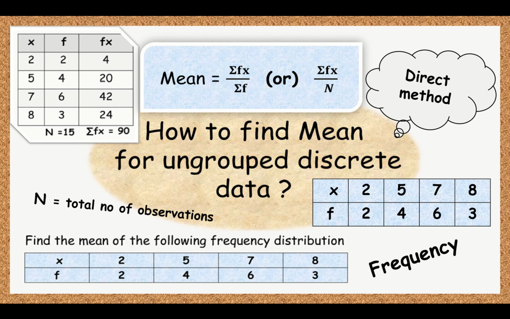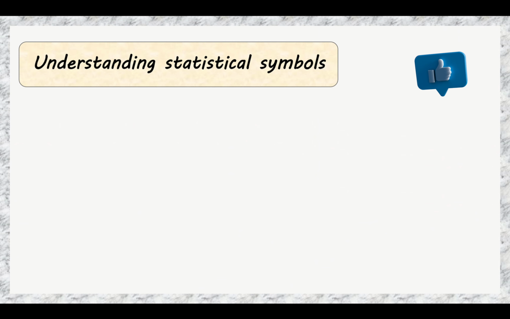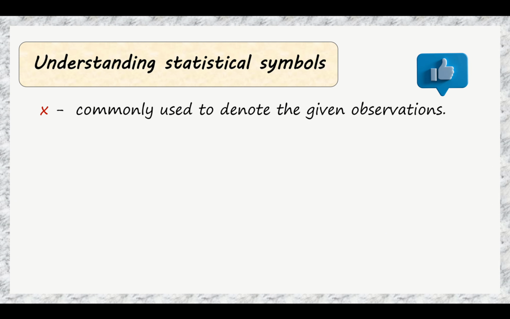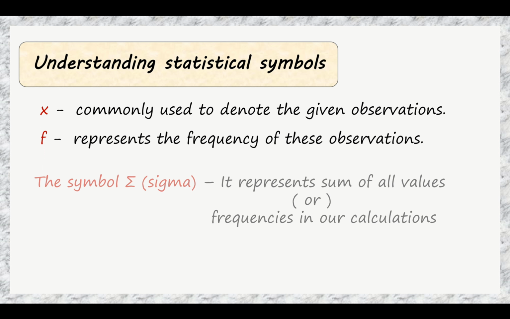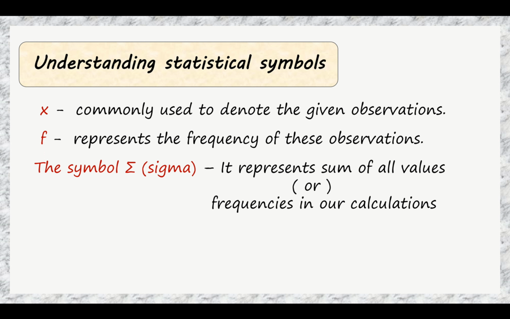Before we solve the problem, let's understand the statistical symbols. In statistics, we use certain letters and symbols to represent important concepts. The letter X denotes the observations. The letter F represents the frequency of these observations, indicating how often each one occurs in the dataset. The symbol sigma represents the sum of all values or frequencies in our calculations. Now let us see an example.